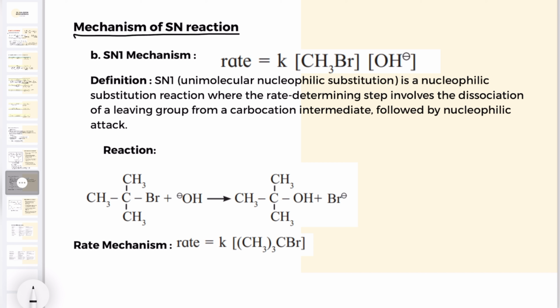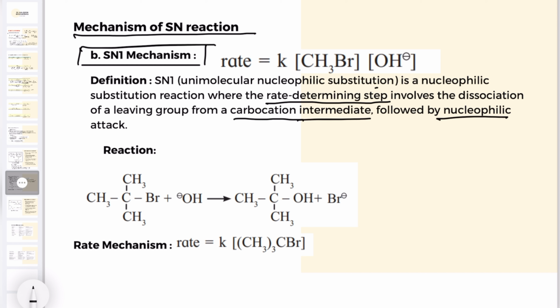Now let us see the other SN reaction, that is the SN1 reaction. OK, here is the definition. SN1 is the unimolecular nucleophilic substitution, a nucleophilic substitution reaction where the rate determining step, RDS, involves the dissociation of the leaving group to form a carbocation intermediate, followed by the nucleophilic attack. So the next is the rate. Rate depends only upon what?